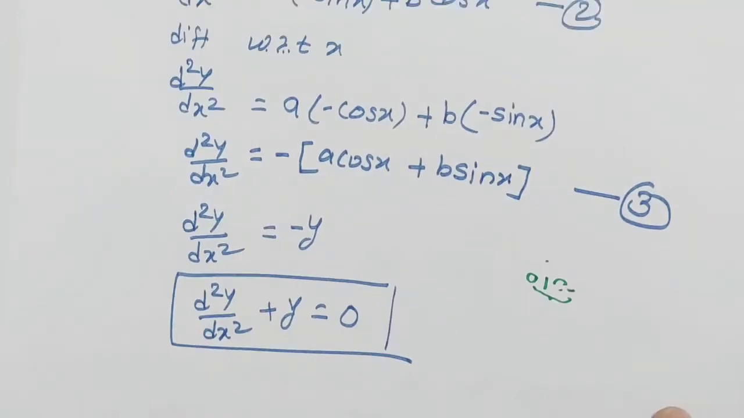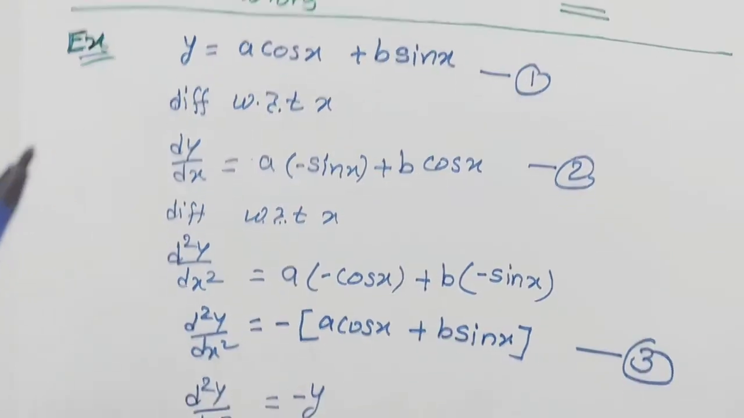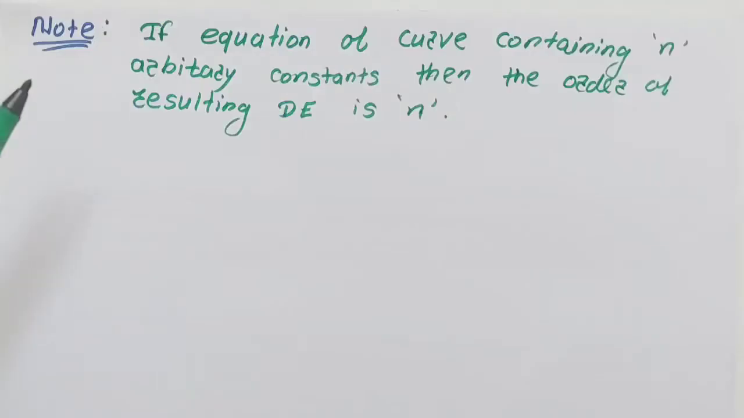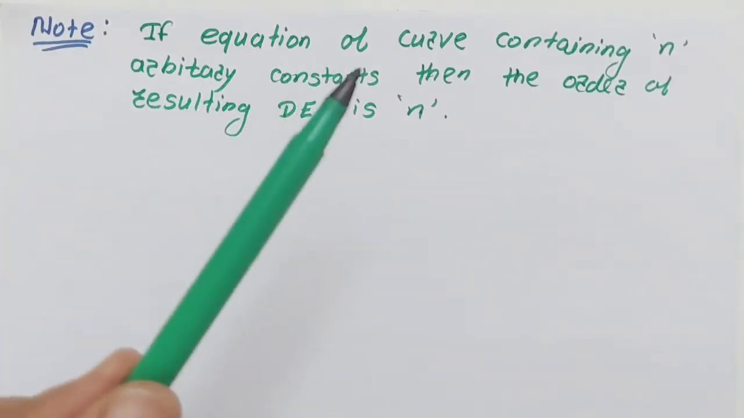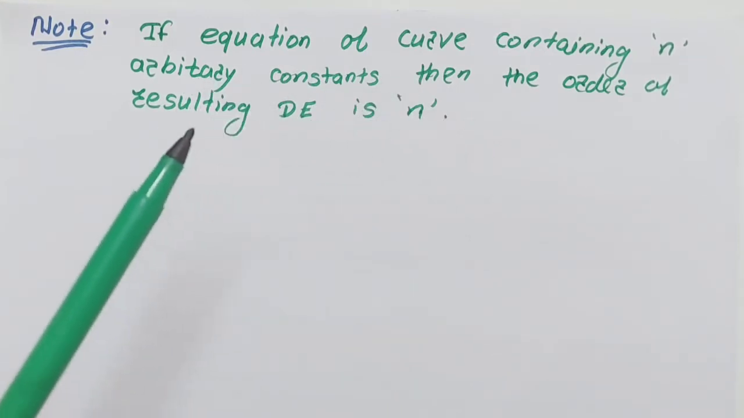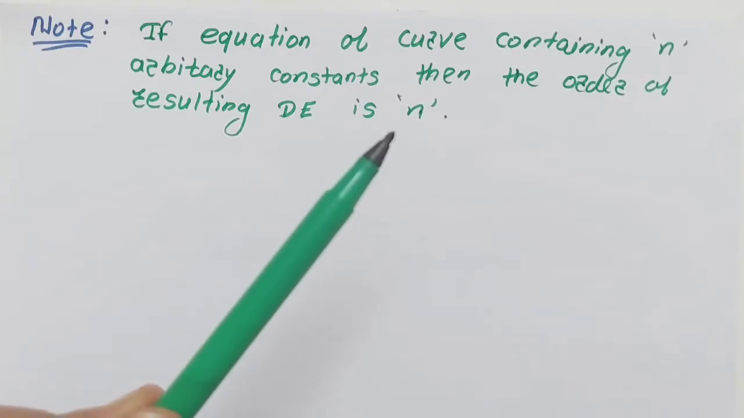So the formation of a differential equation is nothing but, from the given equation of a curve, finding the differential equation which satisfies the equation of the curve. Now see the important note. If we are given the equation of a curve, from that curve we have to count the number of arbitrary constants. Suppose the equation of the curve contains n arbitrary constants, then the order of the resulting differential equation is n.